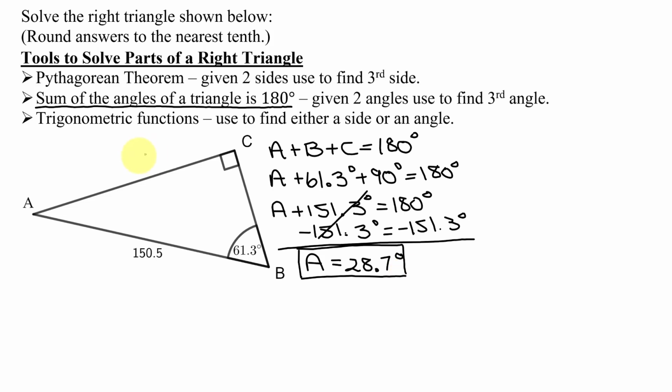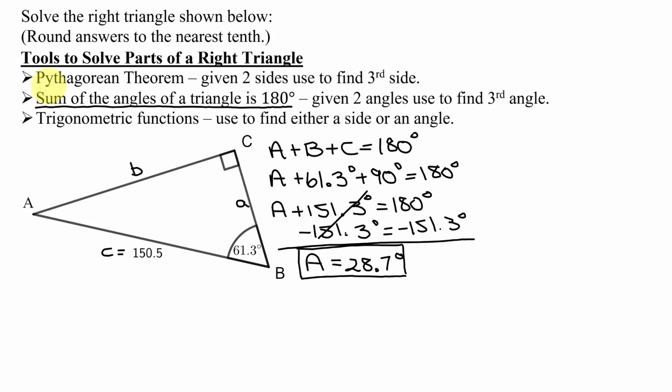Next, I need to find the lengths of these two sides of the triangle. But before I do that, I'm going to label my sides. Remember, the side opposite angle C is side C. So little c equals 150.5. The side opposite angle A is side A. And the side opposite angle B is side B. So I need to find side A and B.